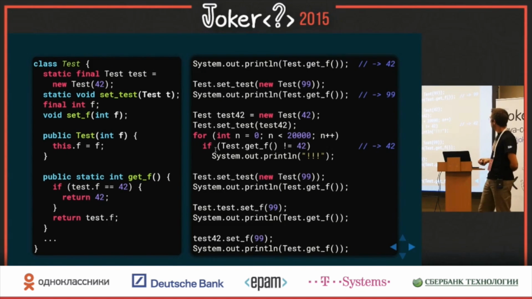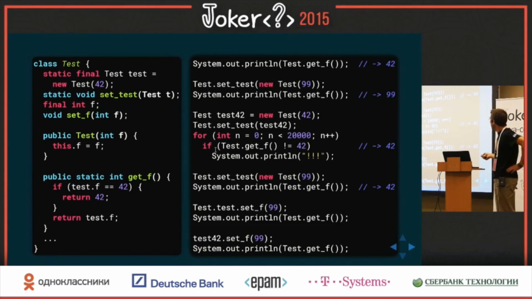Okay, now we have JIT compiled this method, getF, and now again we call setTest to reset the static test field, and we set it to a new test object which has the value 99. So the question is now, what will the getF function print now?